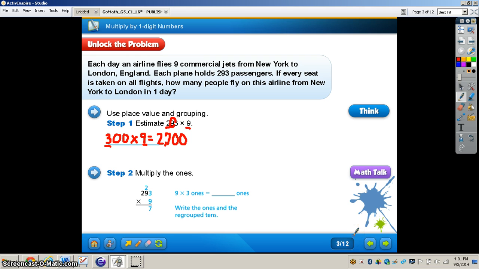Now what we're going to do, we're going to take this step by step, and I really want you to understand the value of the digits that you're going to be multiplying. Okay, so we have 293 times 9. So the first thing we want to do is multiply 9 times 3. In other words, 9 times 3 ones. Why 3 ones? Because my 3 is in the ones place. Okay, what that equals, think of 9 times 3, that's equaling 27 ones. Okay, and what you would do, you would write the 7 in the ones place and the 2 in the tens place, just right here.